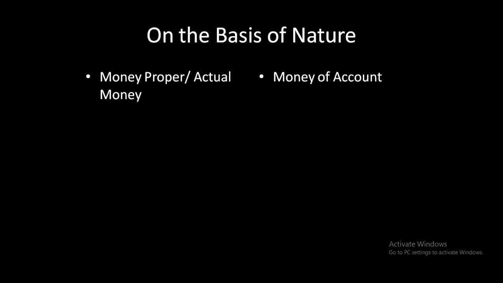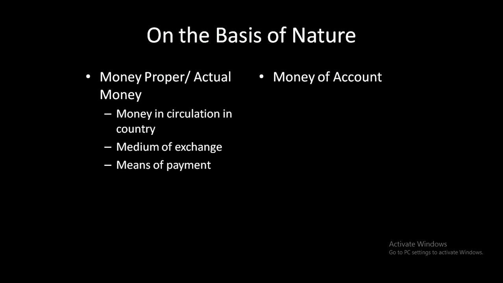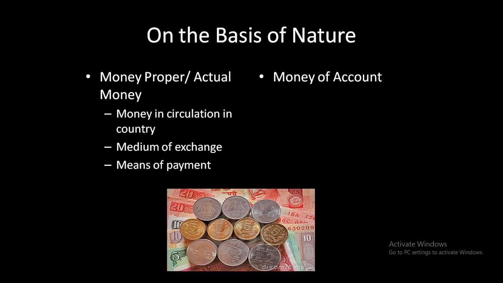Now first is on the basis of nature, and as you can see there are two types of money. One is money proper and actual money, and the other one is money of account. Money proper or actual money is the money which is in circulation in a country. It is the medium of exchange and means of payment. In India, for example, the rupee note and rupee coins are actual money because different types of transactions and payments can be made through them.